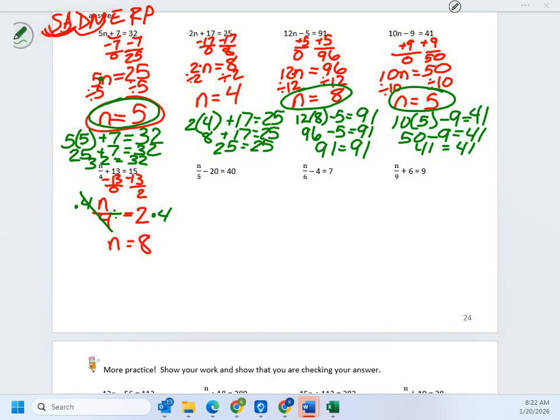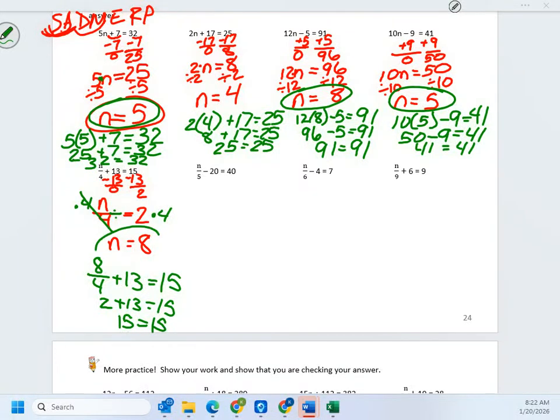I'm going to plug that 8 into my original equation. 8 divided by 4 plus 13 equals 15. 8 divided by 4 is 2 plus 13 equals 15. 2 plus 13 is 15. 15 really does equal 15. It balances out.